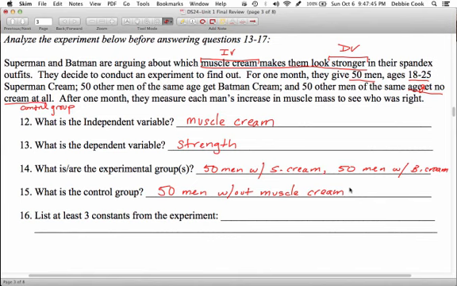And then for my last one, number 16, it says to list at least 3 constants from the experiment. So I'm going to go up, and remember, my constants are things that are the same for the entire experiment. So I know that I'm using 50 men. That's going to be a constant. It's true for all of my groups. All of my men are ages 18 through 25. So ages 18 through 25 is another constant. And if I look, how long are we going to let the experiment last for all 3 groups? And I notice here it says 1 month. So the time, or we can say 1 month, could be our final constant. All right, so there are our answers for topic number 4.